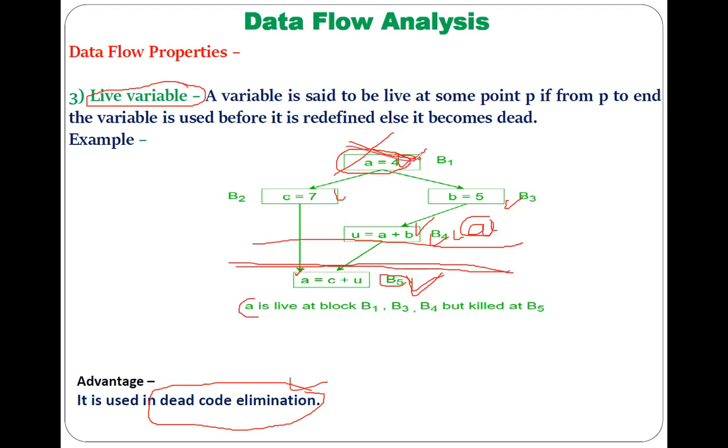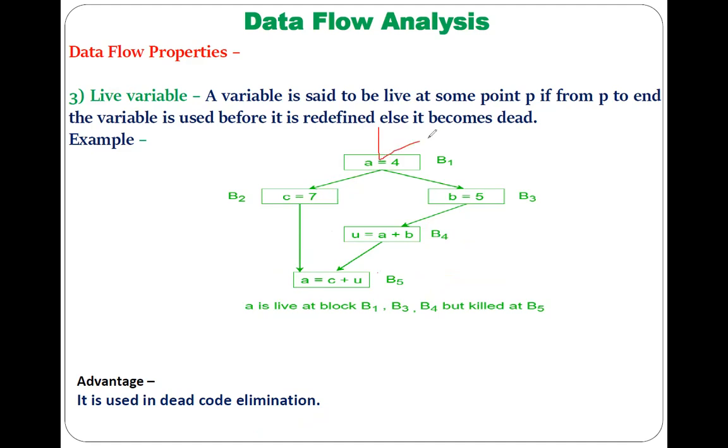Understood? The value of this A can be eliminated because it is not going to be utilized further. Which value is getting utilized? This A is getting utilized, not this. That is the reason you can eliminate this A. Understood? So that is the reason it is mentioned that it is used to do dead code elimination, because once this A is redefined at this point, this A becomes the dead code and can be eliminated. Once you know that this A is not live at this point, is live only up to this point, then this A becomes the dead code and it can be easily eliminated.